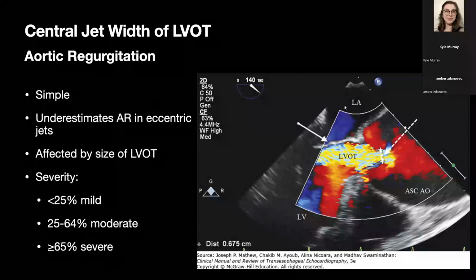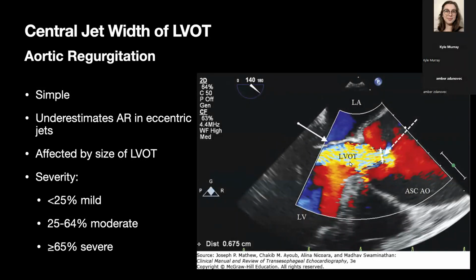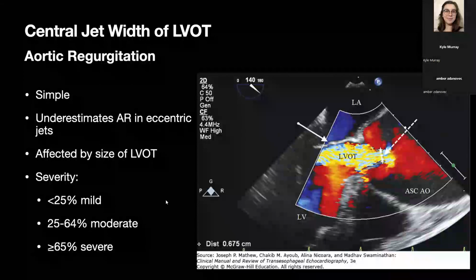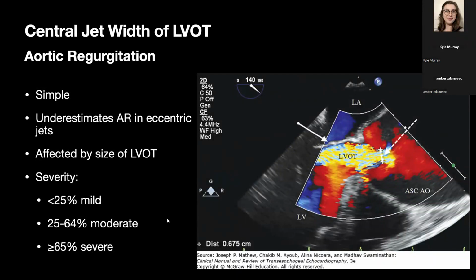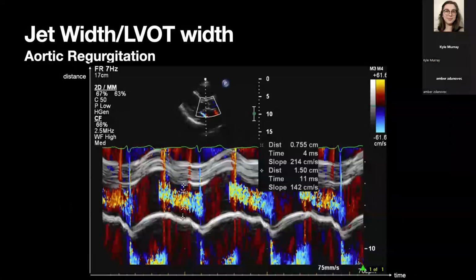You can also look at how much of that regurgitant jet, what percentage of space that takes up in the LVOT. So if you imagine you have a line going through here, and you were measuring the percentage of this LVOT that was filled with a regurgitant jet, that can give you some clues on how bad your AI is. If it's only taking up about 25%, that's mild. If it's taking up greater than 65%, that would be severe. So we just kind of think of it usually as 1/4 versus 2/3. If you have a really eccentric jet, that might not be the best way to measure it. You can take really fancy pictures.